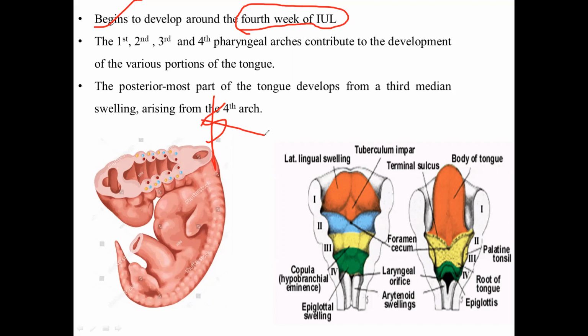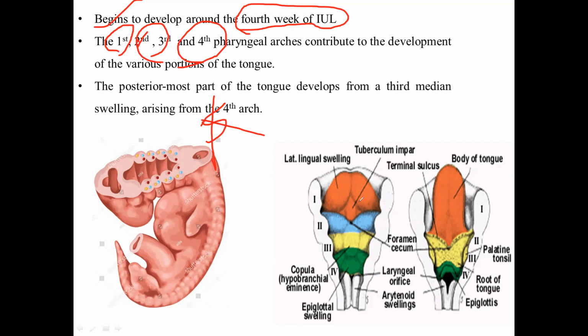The arches which are mostly responsible for the formation of the tongue are pharyngeal arch 1, pharyngeal arch 3, and pharyngeal arch 4.